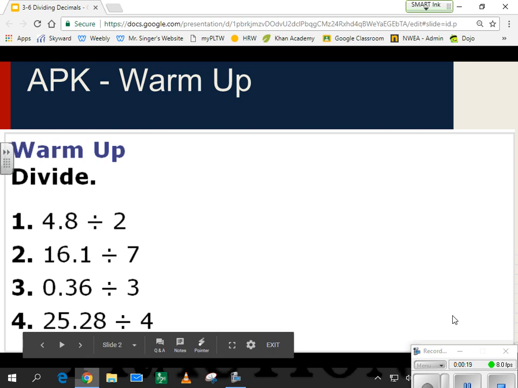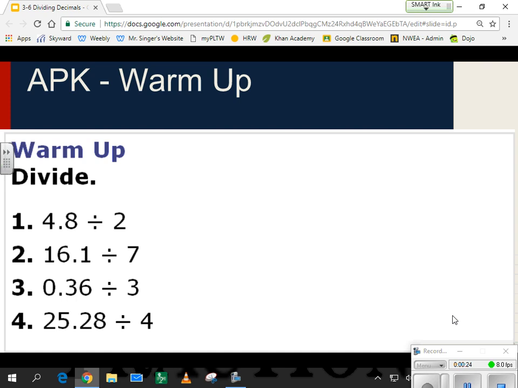Okay, here's your warm-up. I got 4 problems that relate to what we did yesterday. Do your best to solve those. Come back when you're done.